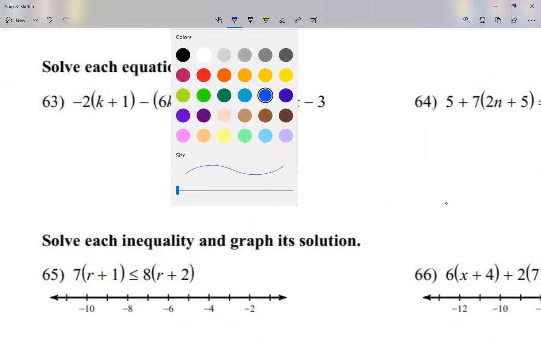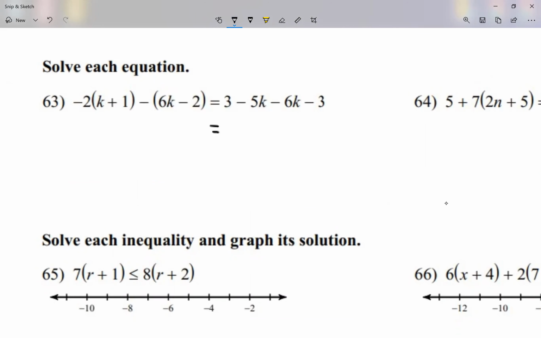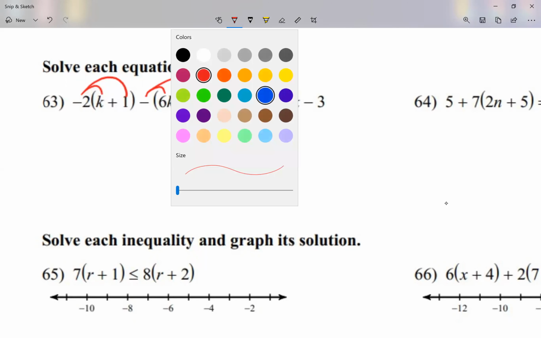Okay, so let's see. Here's my equal sign. I'm gonna have to get rid of parentheses. So I see a parentheses here. I'm gonna multiply the -2 to the inside. Then I see a -1, right? The negative sign, I call it -1. I'm gonna multiply to the inside. All I'm doing is getting rid of parentheses.